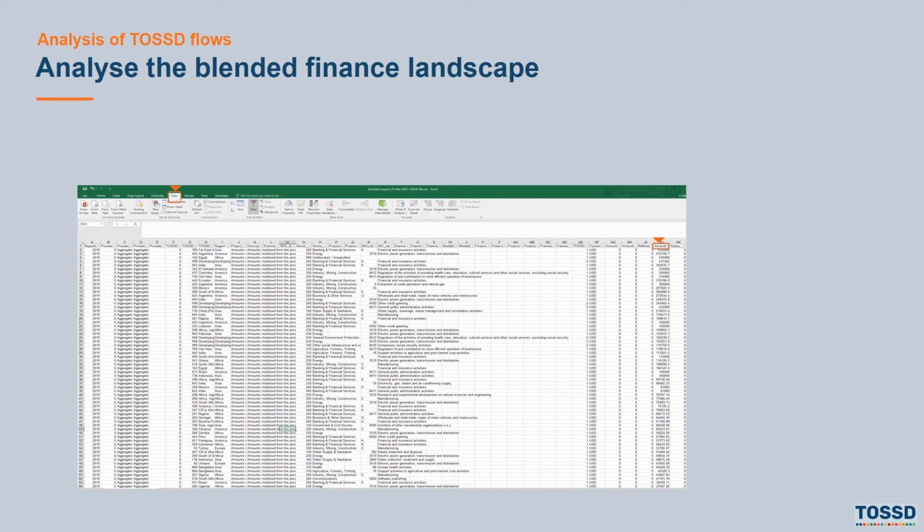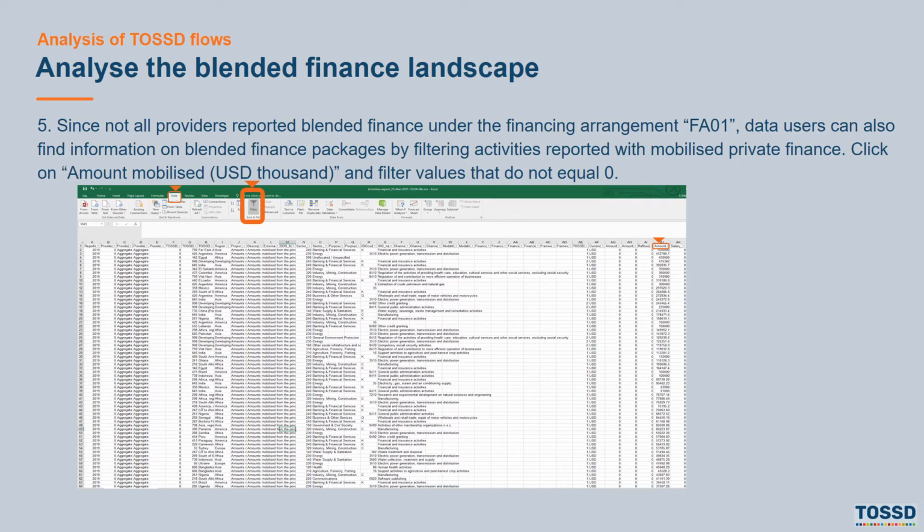Since not all providers reported blended finance under the financing arrangement FA01, the users can also find information on blended finance packages by filtering activities that are reported with mobilized private finance. We can also click on amount mobilized, US$1000, and filter the values that do not equal 0.